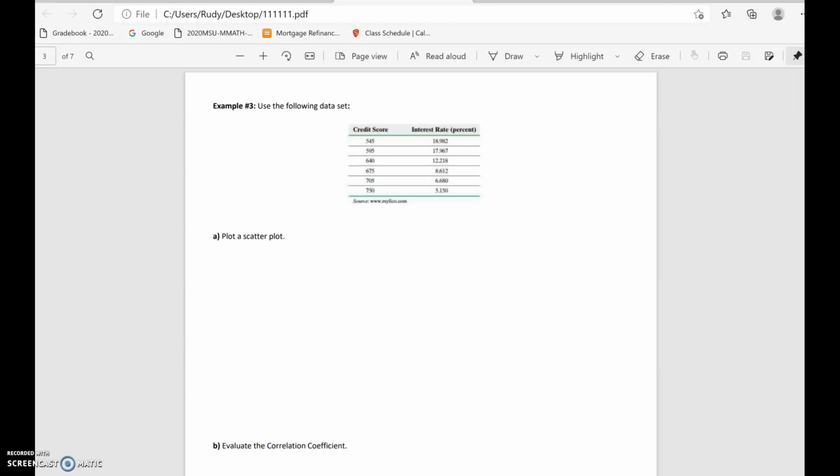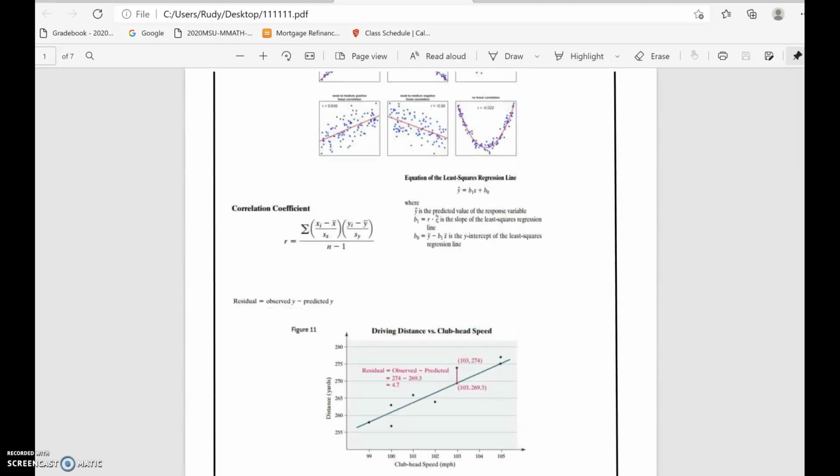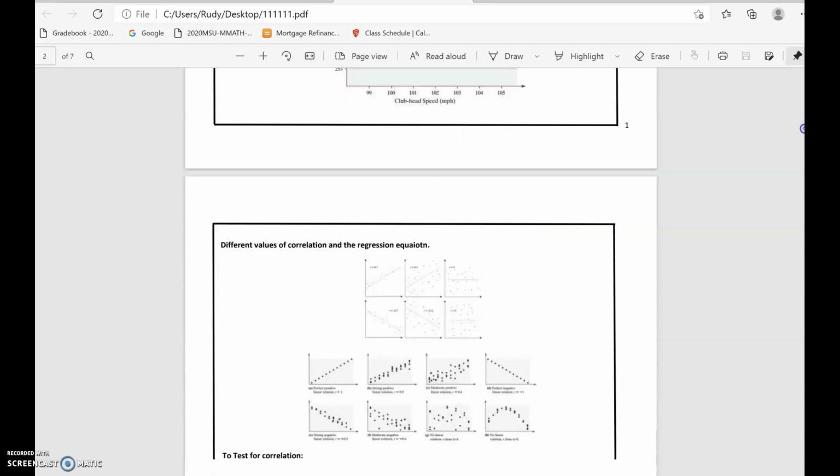Hi class, let's take a look at example 3. Now, one main difference on example 3 is that this particular problem actually has units attached to it. So for any problem that has units attached to it, any scatter plot or any predictions we're going to be making are only going to be in the first quadrant. So they're only going to be in quadrant 1, no negative values.